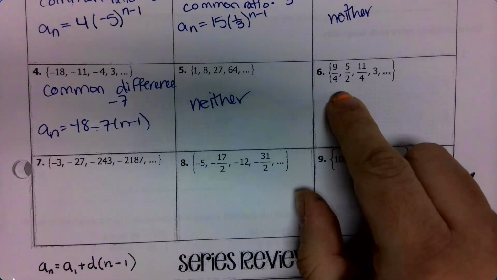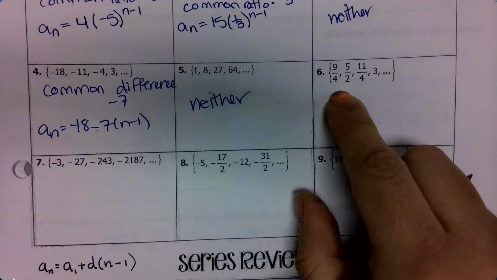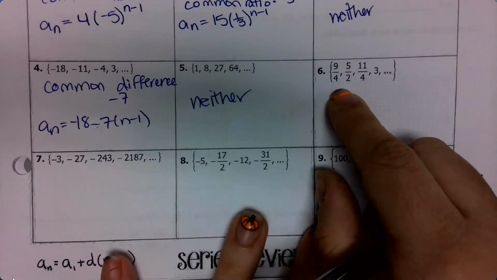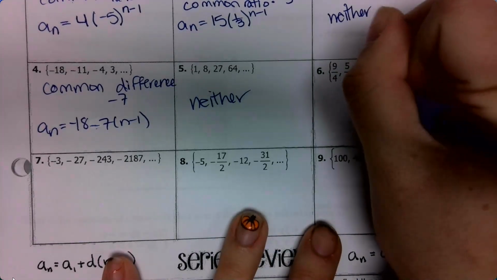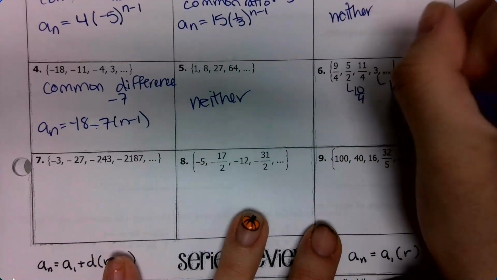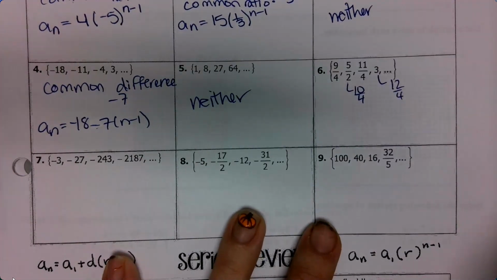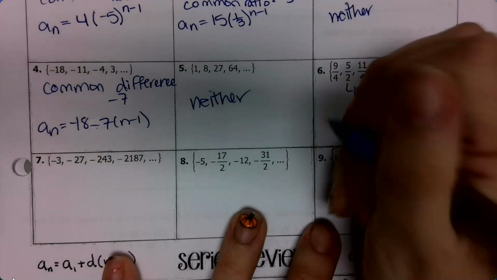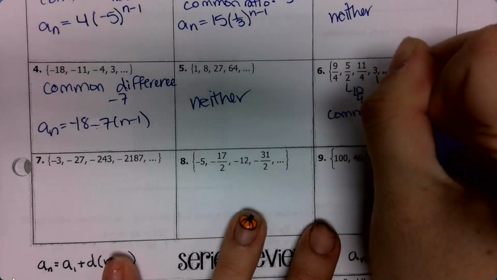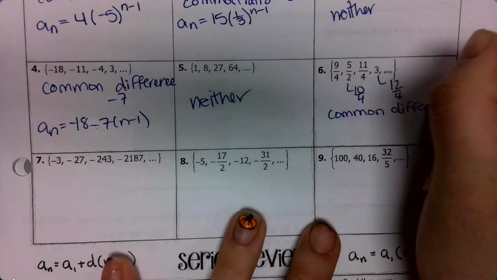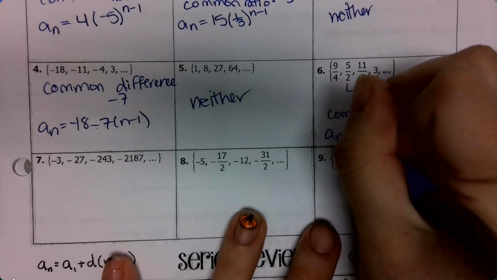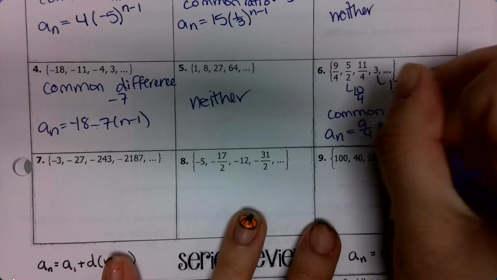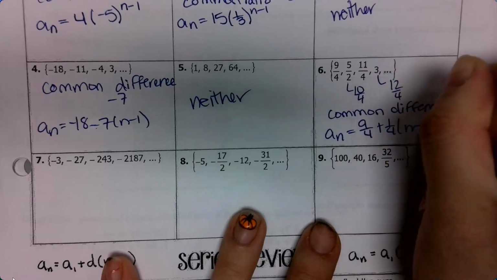Over here, to go from 9/4 to 5/2, it might be better for me to write these as fractions over 4. So 5/2 is the same thing as 10/4, and 3 is the same thing as 12/4. So what I'm really doing here is I'm adding 1/4. So my common difference is 1/4. And my formula is going to be a sub n equals my first term, which is 9/4, plus 1/4 times n minus 1.